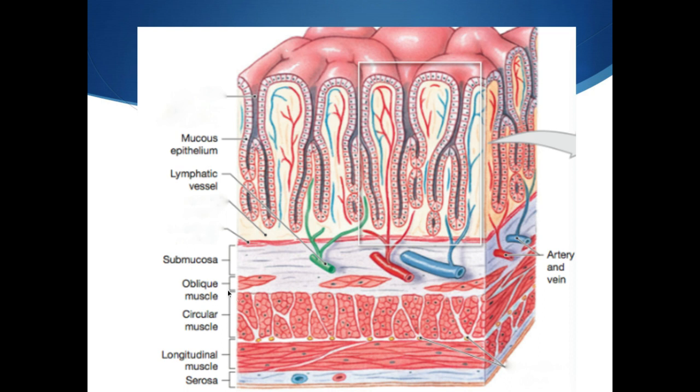So we're looking at a stomach here. We have the inner oblique layer right here. We have the middle circular layer. And then we have the outer longitudinal layer. And then we also see the serosa there at the bottom.